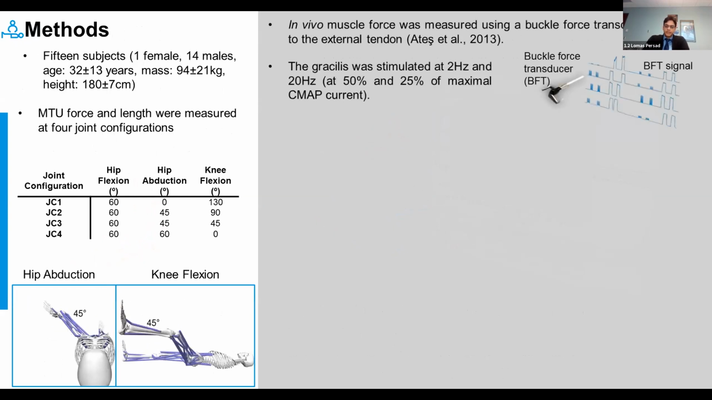Muscle tendon force was measured using a buckle force transducer secured to the external tendon of the gracilis, while the muscle itself was stimulated at 2 Hz and 20 Hz, and at 50% and 25% of its maximal CMAP current. And these parameters were chosen as they represented a good compromise between inducing tetany in the muscle and also controlling the large forces being produced during surgery.